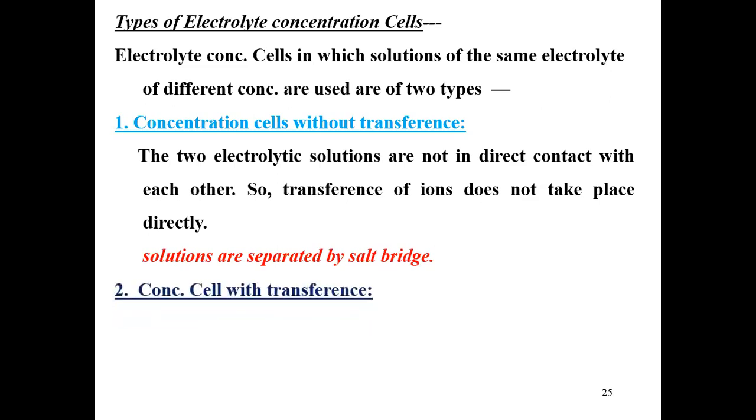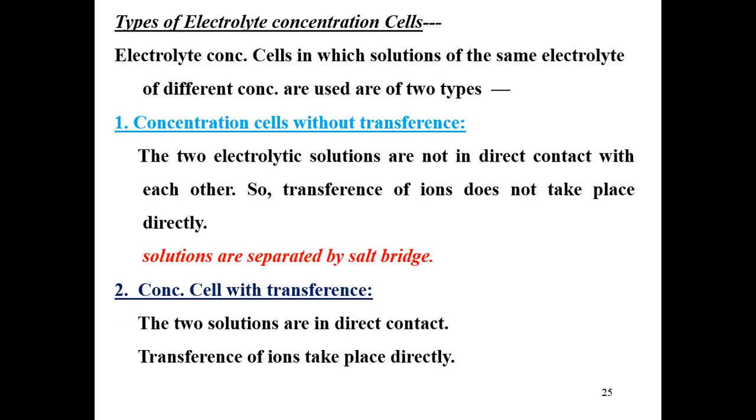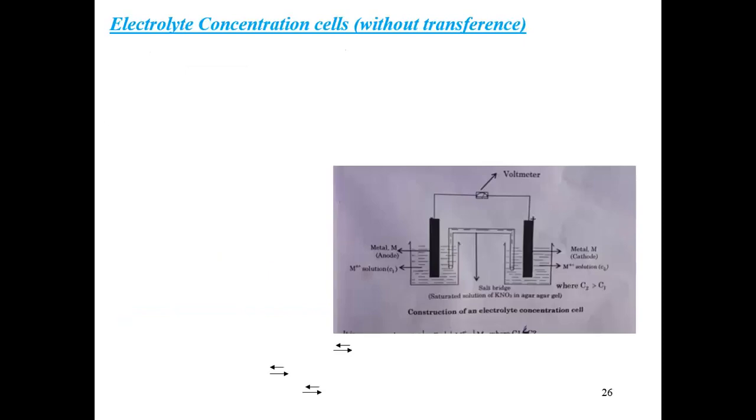The second one is the concentration cell with transference. Here the two solutions are directly in contact with each other through a porous membrane or so, right? And hence transference of the ions takes place here. So we will focus on the electrolyte concentration cell without transference.